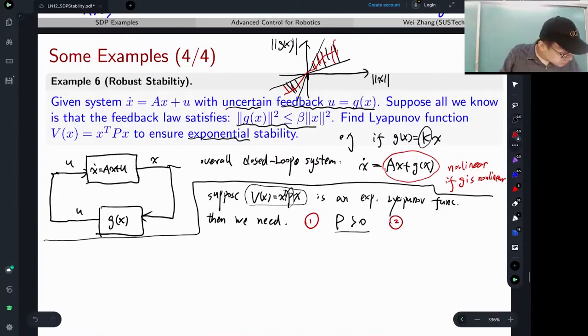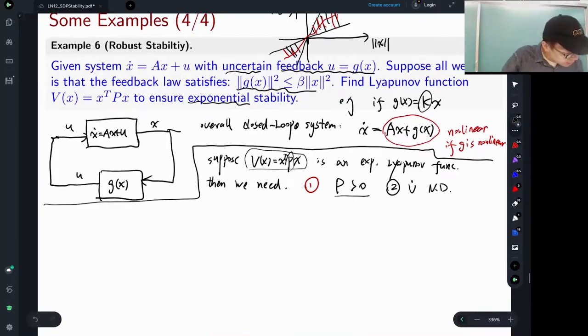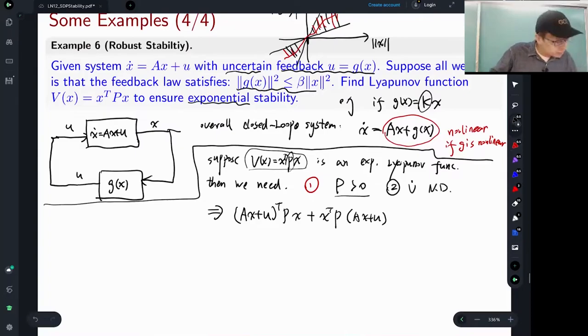I also need, second, V dot negative definite. But that tells us what V dot is. So for the closed loop, if I use U to represent this g(x), then I have the vector field A x plus U, transposed, times P times x, plus x transpose P times (A x plus U). Hold on. This needs to be less than or equal to negative alpha, that's exponential stability, x transpose P x.